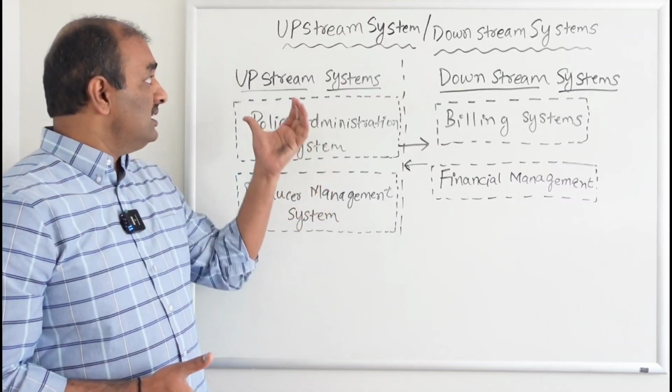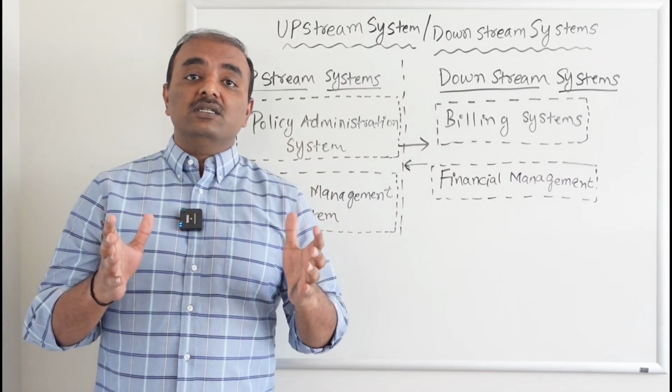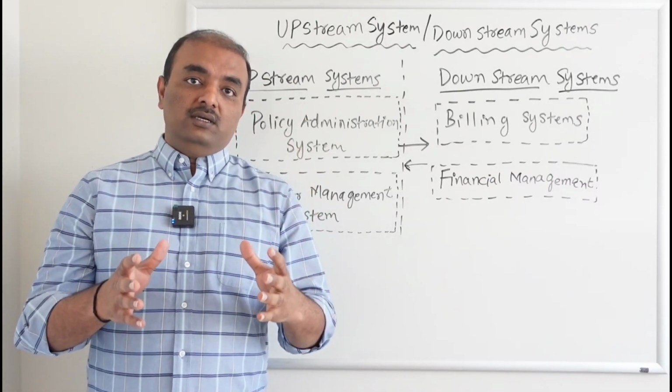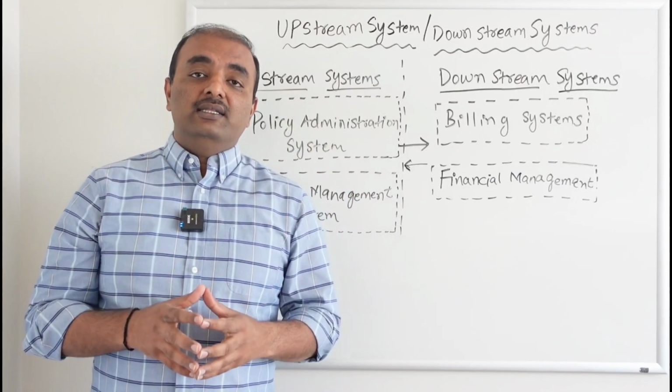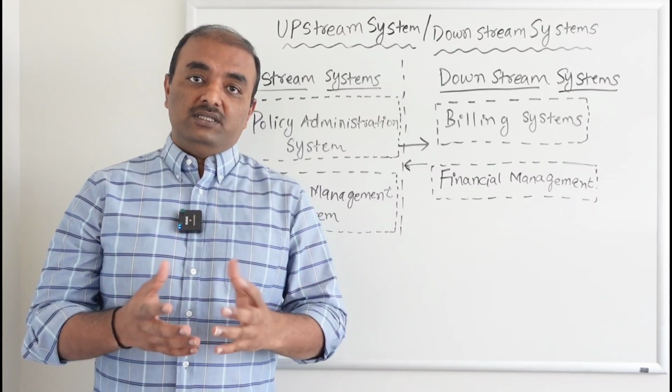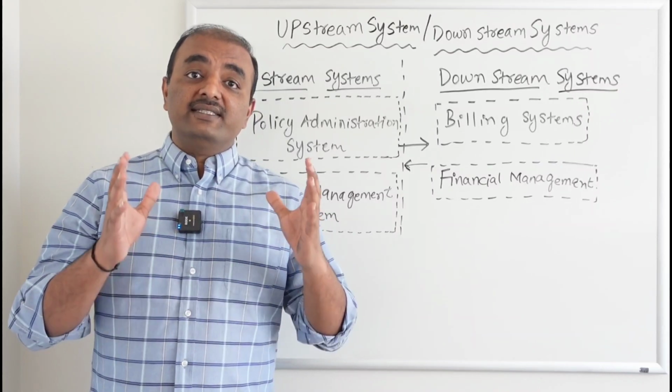Then what are upstream systems? Upstream systems are the source of truth, which is nothing but the source of record. They have the actual data and they send that data to the downstream systems. Let's see these definitions with an example.